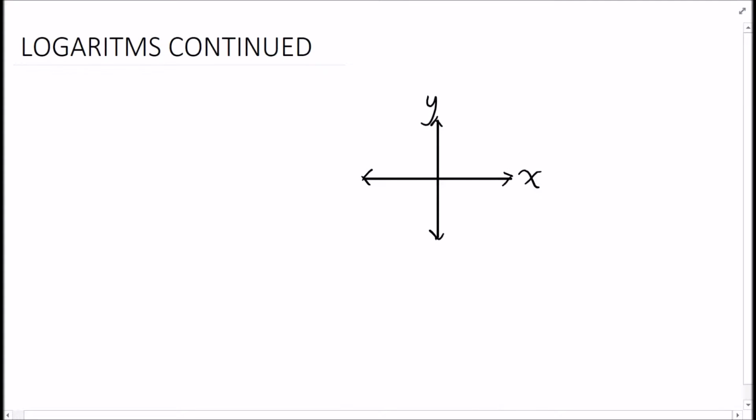Okay, for this tutorial, we're going to look at continuing with logarithms. So hopefully you've gone over the previous section and you've practiced switching between index form and logarithmic form. There are a few more things I'd like to say that I haven't said yet about logarithms.